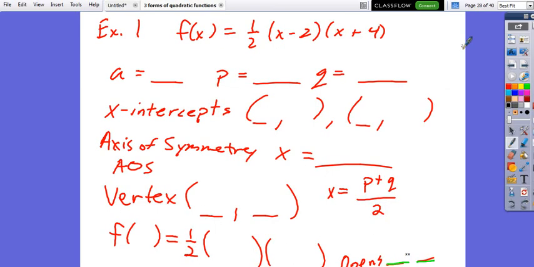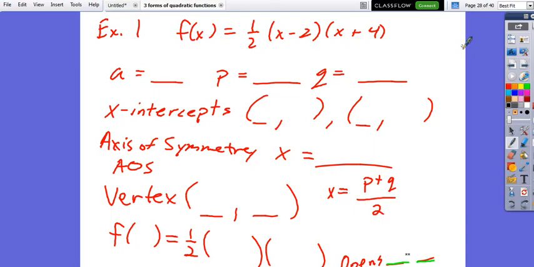Okay, so in our first example, we're going to have to identify lots of different things from the function. And the good thing about intercept form is that a lot of what we need can be found by direct observation. In the function, f of x equals 1/2 times x minus 2 times x plus 4, I want you to notice that this function is in its factored form. It's not in standard form. It's not in vertex form. It's in intercept form, which means that the function has been factored.